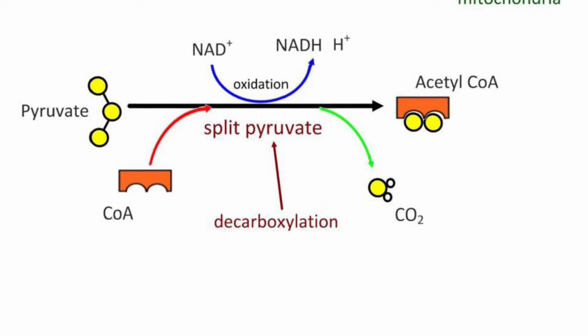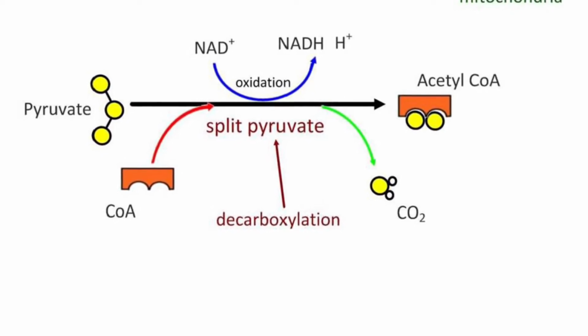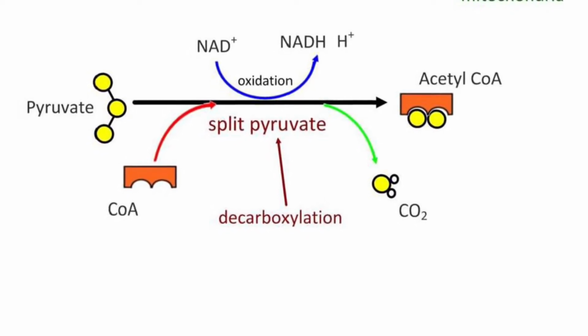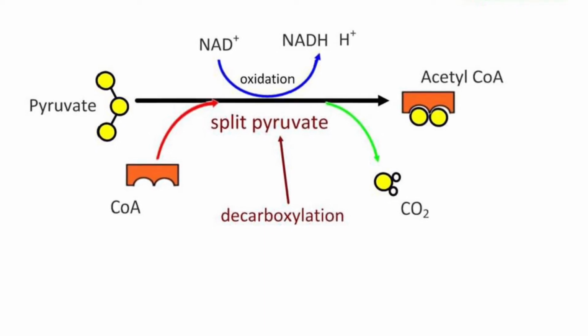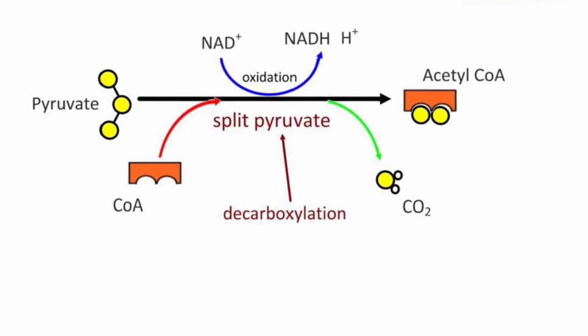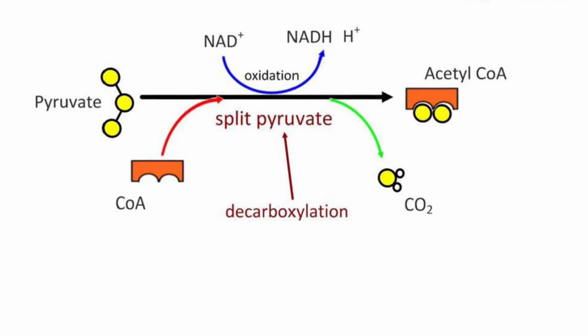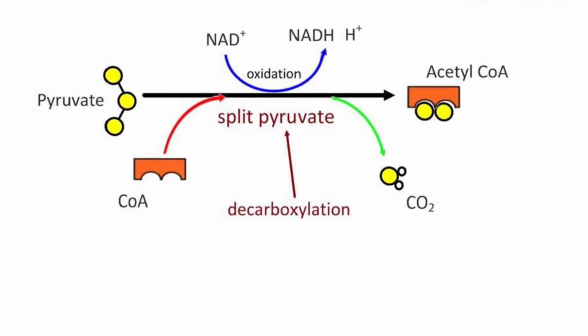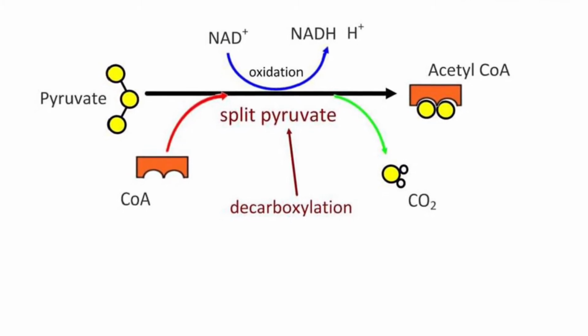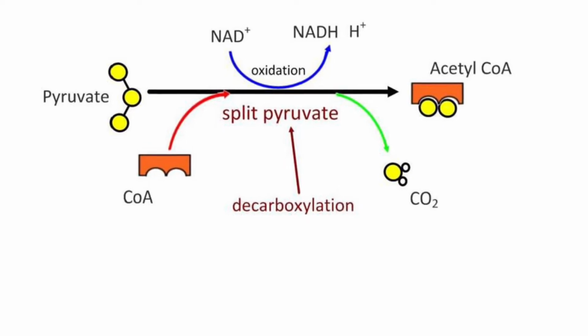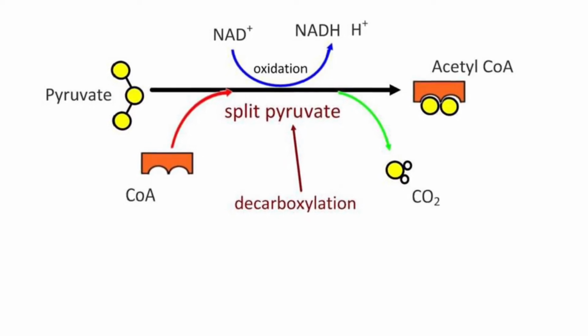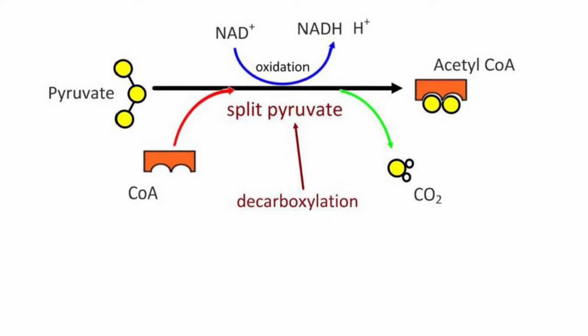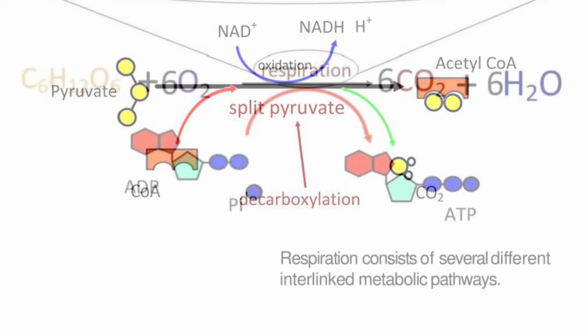A removal of hydrogen is called oxidation. A removal of carbon dioxide is called decarboxylation. The link reaction is therefore oxidative decarboxylation. The product is an acetyl group which reacts with coenzyme A. Acetyl coenzyme A enters the Krebs cycle.